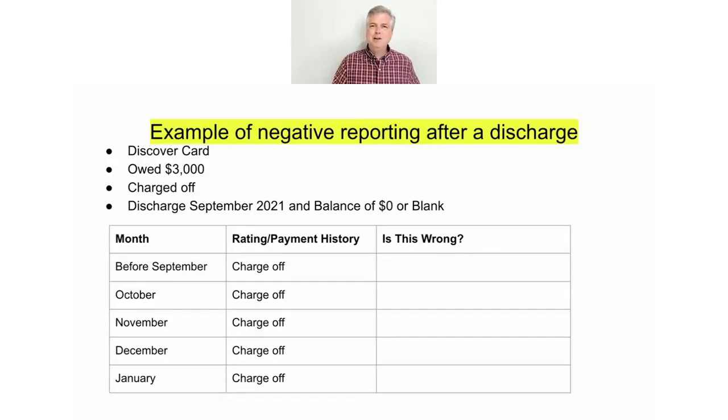But now we get to October. So discharge under bankruptcy in September. October, they show a zero balance and they show a charge off for the month of October. You've seen the charts, right? And it's got January, February, March, April. And so here in October, it says charge off for that month. Is that correct or incorrect? And why do you say that?